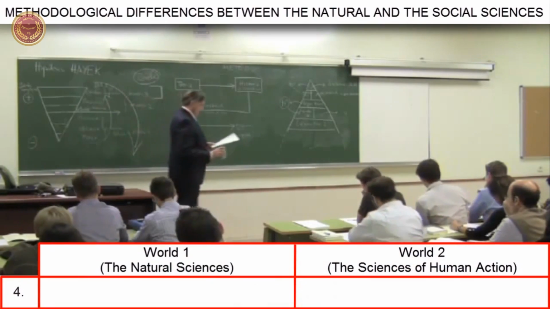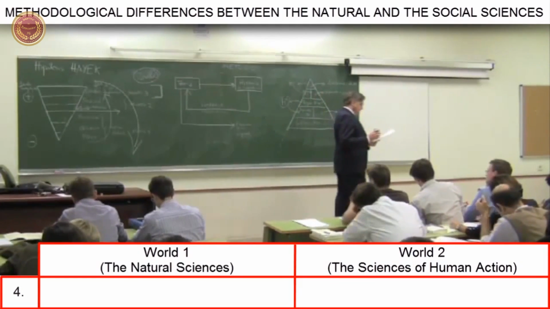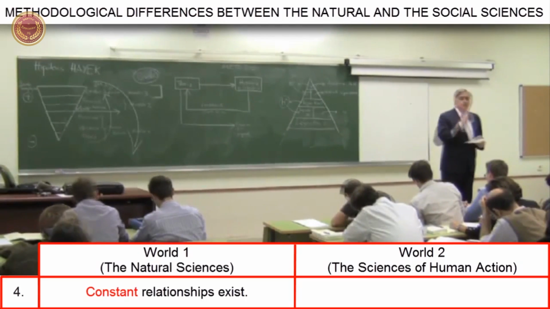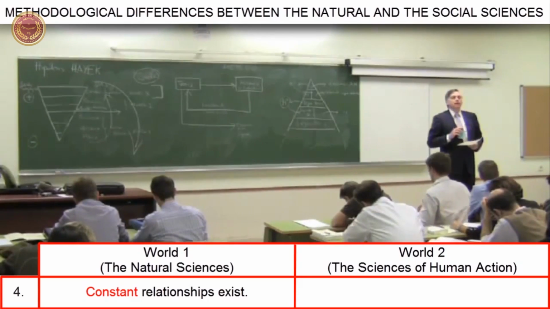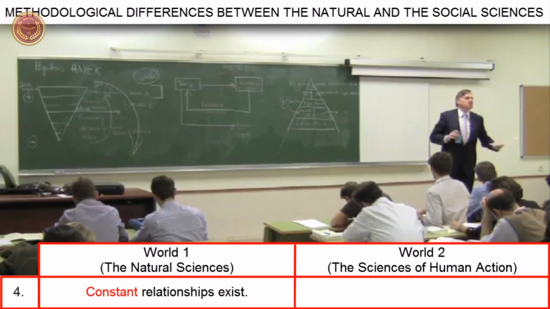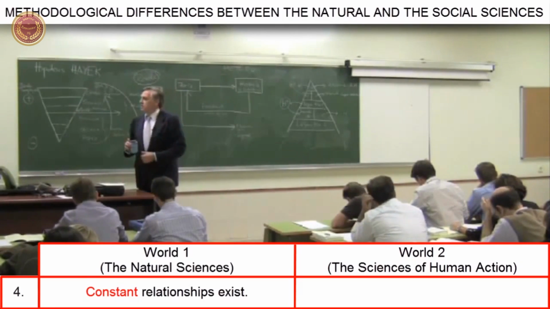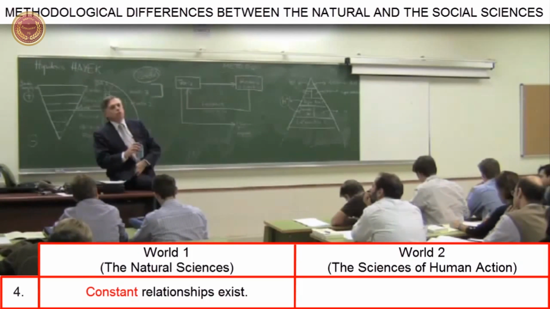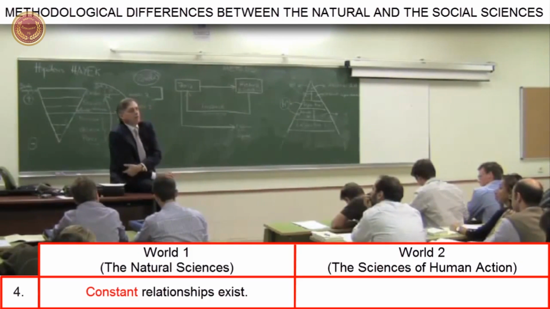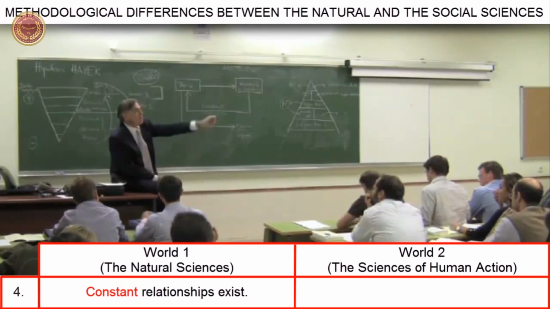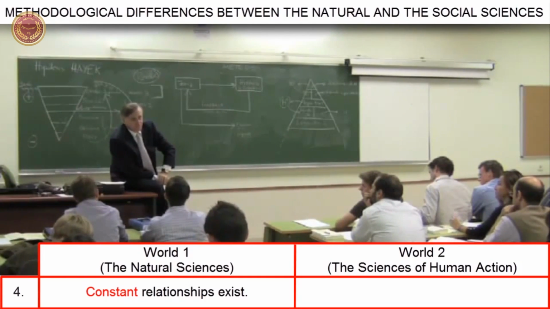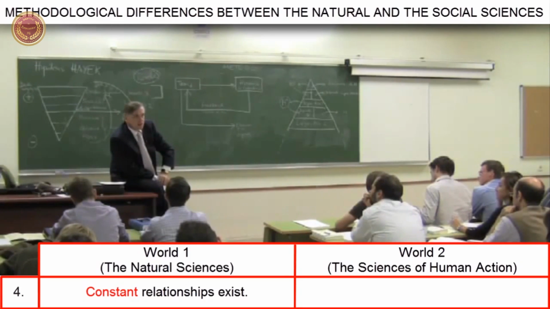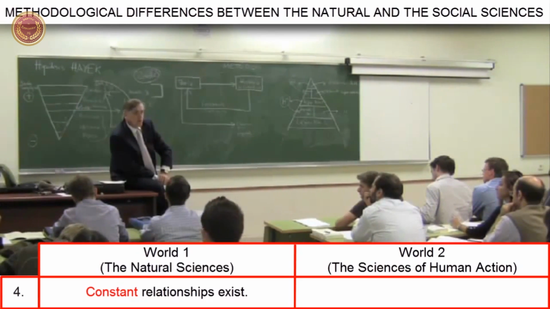Point number 4. In the world of the natural sciences, constant relationships exist between phenomena. Why? Well, we don't know. The fact is that they do exist. Whenever two atoms of hydrogen bond with one atom of oxygen, a molecule of water results. And if we turn on a light switch, there is a flow of energy and the bulb lights up. And tomorrow, the sun will rise at a time we know to within 1/100th of a second. A nautical almanac can give us that information.